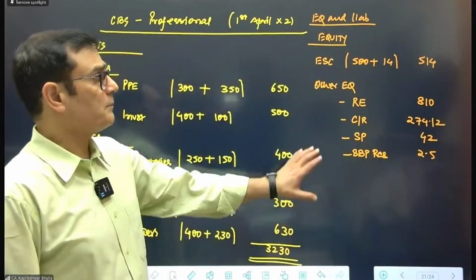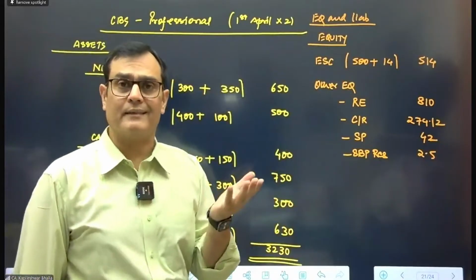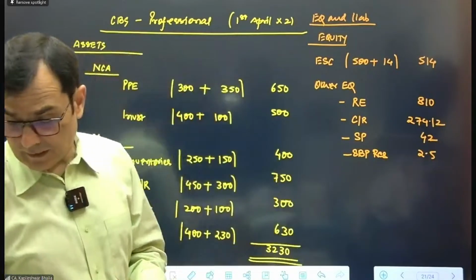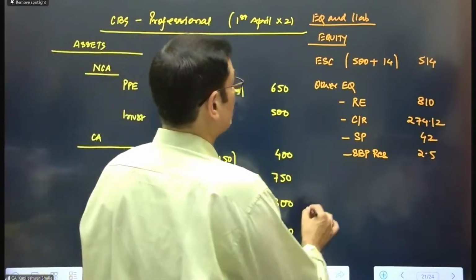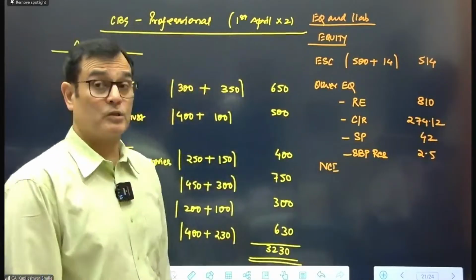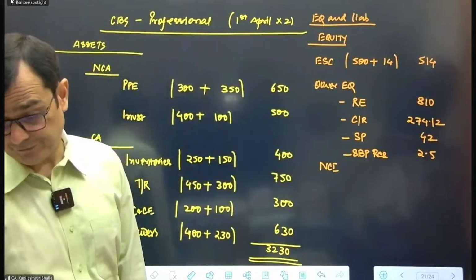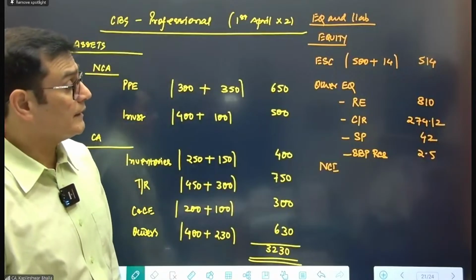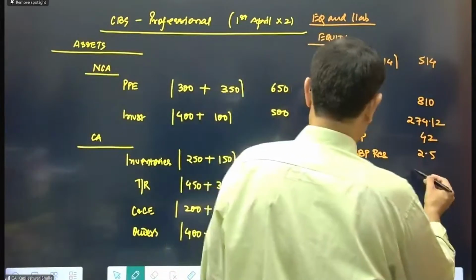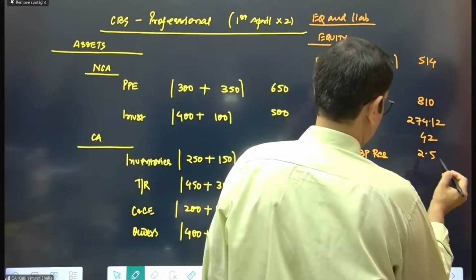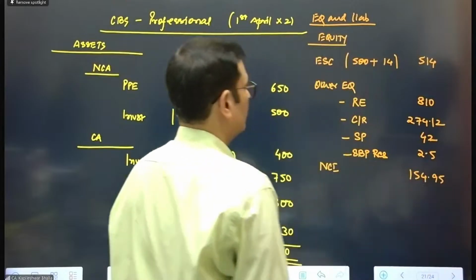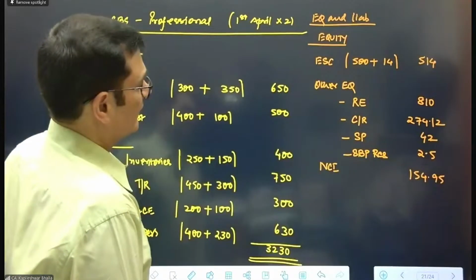Or maybe you can make a separate working note for the other equity and then take a combined figure, but I've not done that. And then, lest we forget, we also need to take NCI, because NCI would also be part of the equity section itself. So what was the NCI? 154.95. Right, so I think the equity section is done.